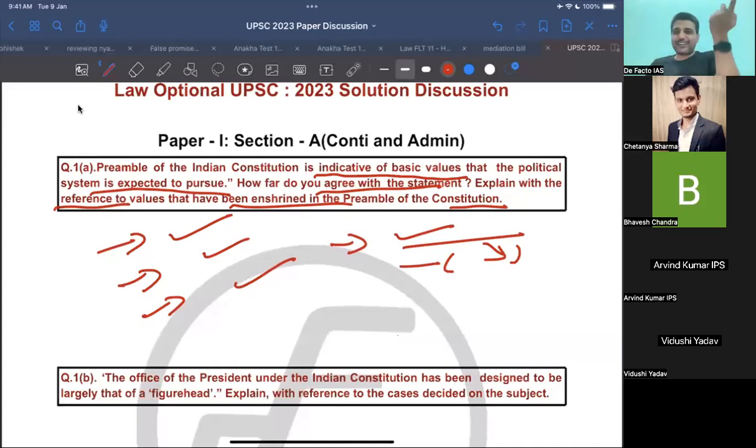This question is similar to what they have asked earlier: the preamble and basic structure. All these major things are actually part of the basic structure also. So only the heading has to be changed. These are the basic structure, and you have to write the same thing. Ultimately the question is the same. Getting my point? That's why it was a very good, easy question.